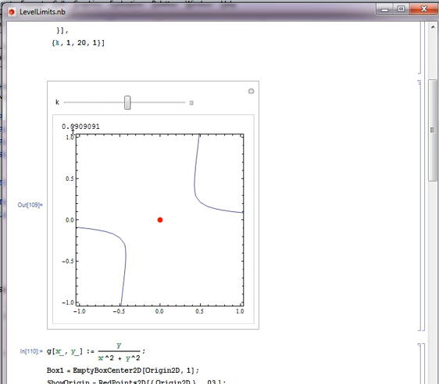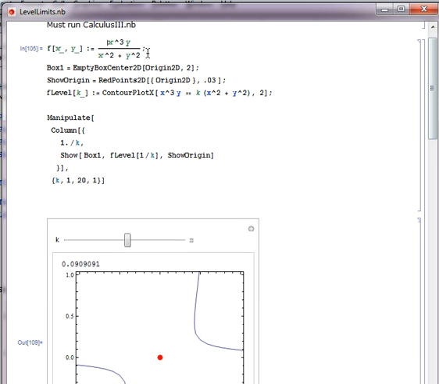If I even make it closer, so if the level is 0.09, still this curve, the collection of all the points where the function value is 0.09, is not close to the origin. So you cannot approach 0 while remaining in 0.09. That verifies our finding, our proof that this approaches 0.